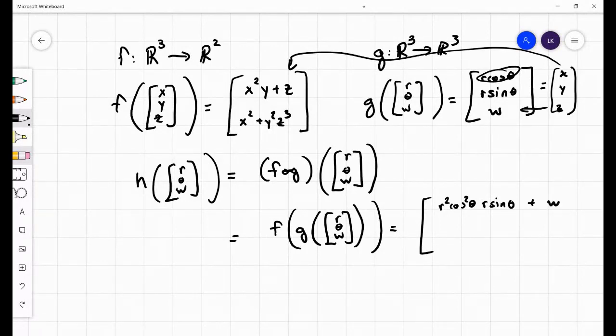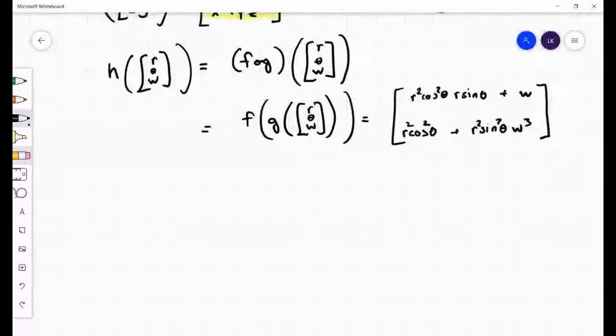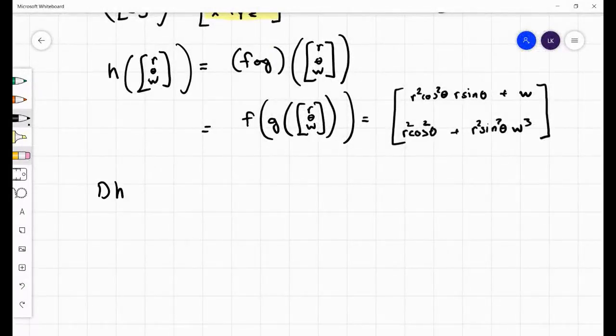And then the next component over here: x squared becomes r times cosine squared, and then y squared times w cubed. So we composed the function, and if we wanted to, we can now just find the derivative of h directly after doing the composition.